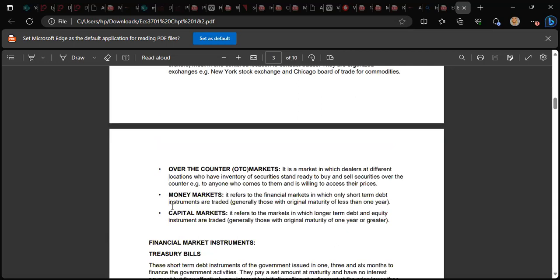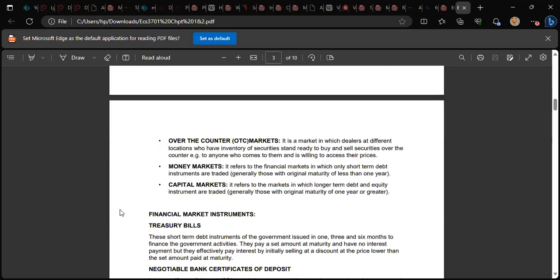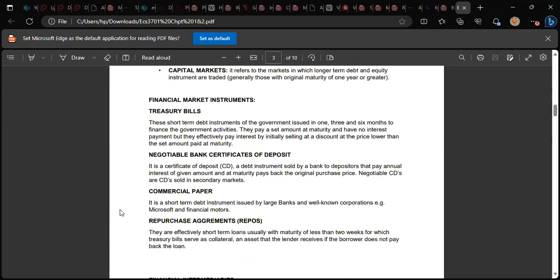Again, either in the money markets or in the capital markets, right? And then there are some of these instruments that you will come across again. You will keep coming across them over and over again. So here, you simply need to read through these definitions and see what they are.